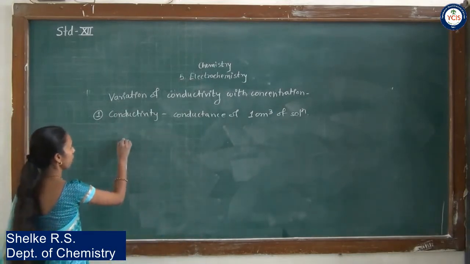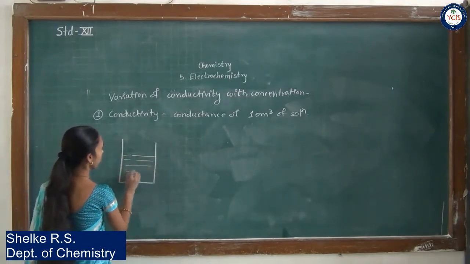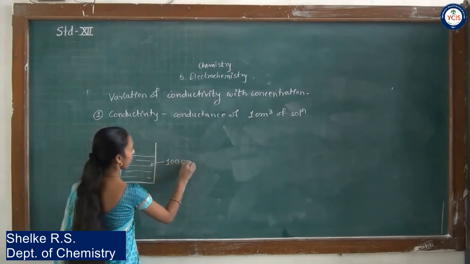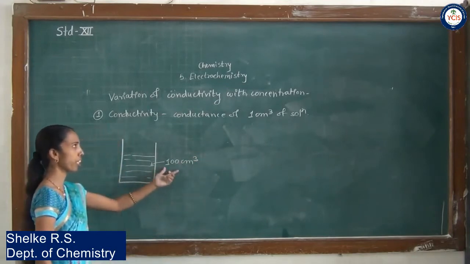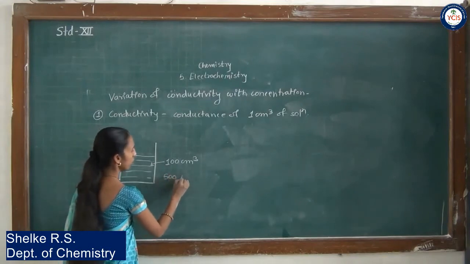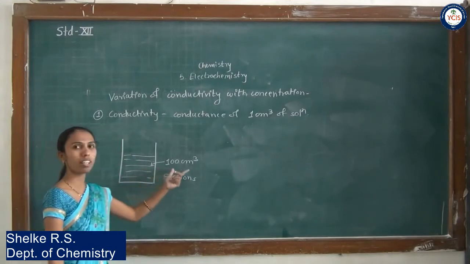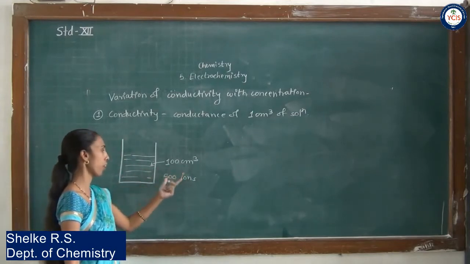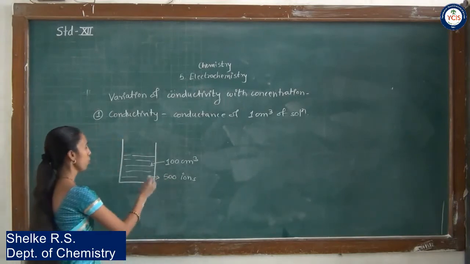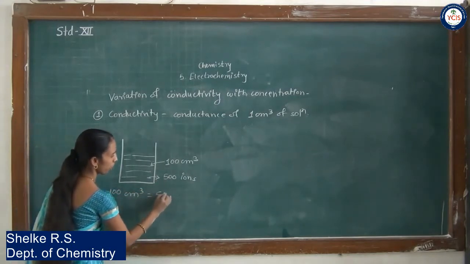Okay. Now see here, suppose in the container you have taken the solution that will be 100 cm³. Okay. What you have taken? 100 cm³ of solution घेतलेला आहे. Suppose that solution containing the 500 number of ions. Suppose you have taken the 100 cm³ of solution of electrolyte which containing the 500 ions. Okay. Now I will write here 100 cm³ will contain the 500 ions.